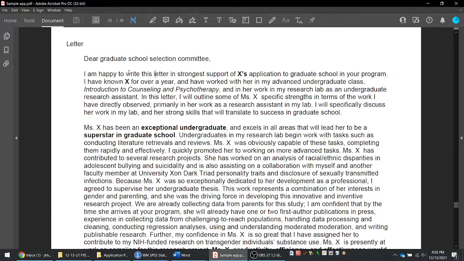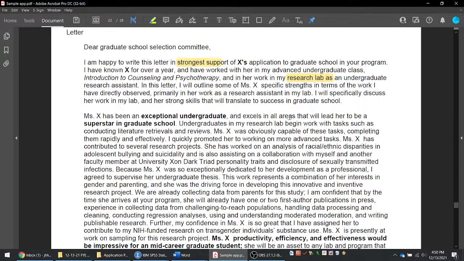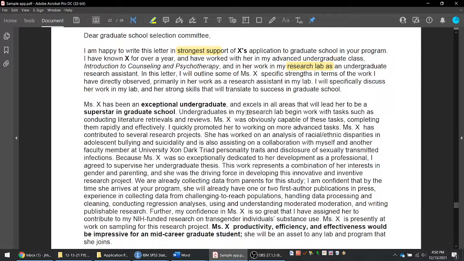So, I'm happy to write this letter of strongest support. That's an indicator that they really support the student. So I look for how strong the support is: strongest support. I have known so-and-so through an American research lab. A lot of people who write letters have a template letter, and then they'll adjust things, throw things out, add things in, and tweak things depending on that particular student. So that's just something to know.